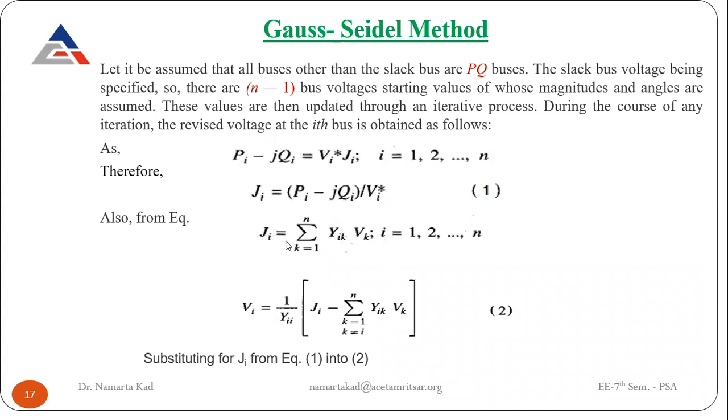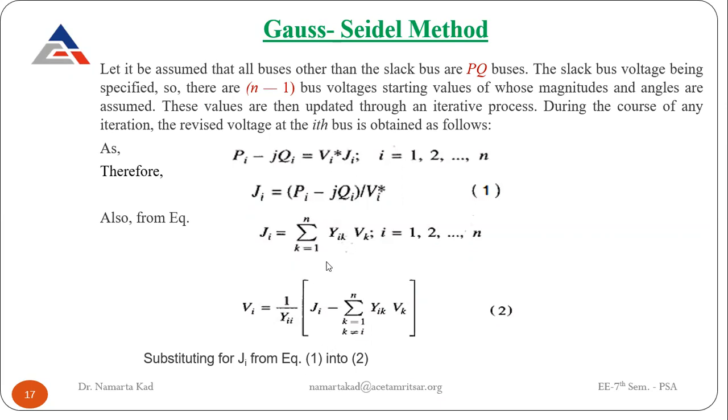Also Ji is equal to summation of k equals 1 to n Yik into Vk. This we have already done in load flow analysis also. And k varies from 1 to n. Y is the Y bus admittance information, and Vk is the voltage at the kth bus. Then Vi can now be written as 1 upon Yii into Ji minus summation of Yik into Vk. So it can be written in this form also.